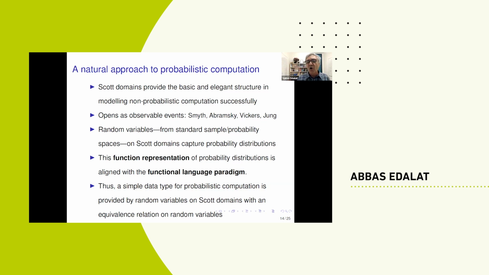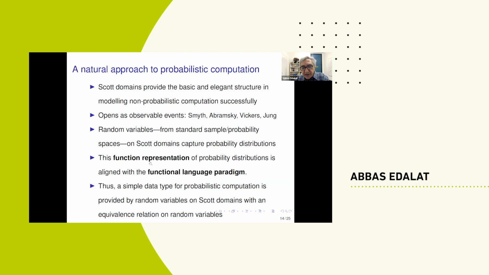Essentially, we think of open sets as semi-decidable predicates. And in terms of probability theory, for us, these are the events. So instead of having a sigma-algebra of measurable subsets, we have open sets as events. And random variables from standard sample spaces and probability spaces to Scott domains, they capture probability distributions as axiomatized by Kolmogorov.